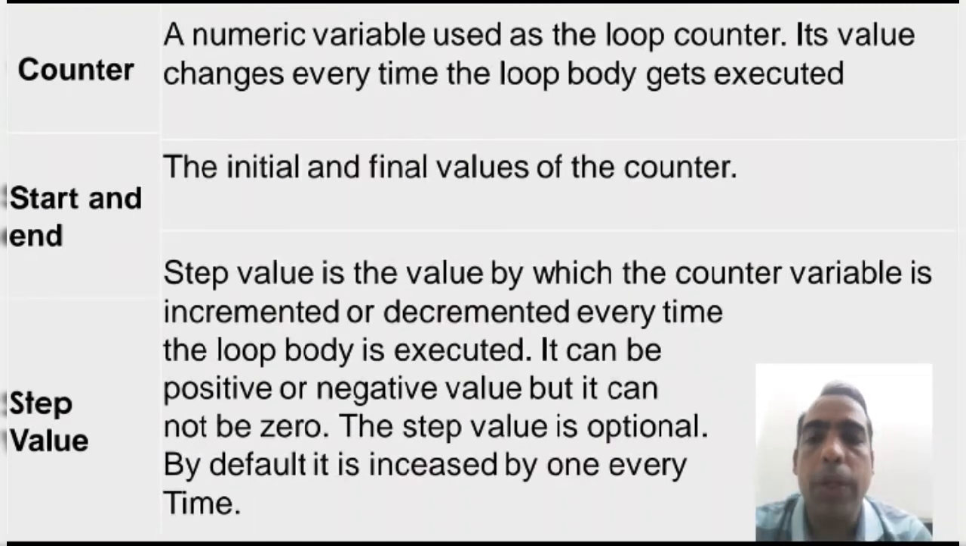Counter. A counter is a numeric variable used as the loop counter. Its value changes every time the loop body gets executed. Start and end value. The initial and final values of the counter are called start and end value. Step value. Step value is a value by which the counter variable is incremented or decremented every time the loop body is executed. It can be a positive or negative value, but it cannot be 0. The step value is optional. By default, it is increased by 1 every time.